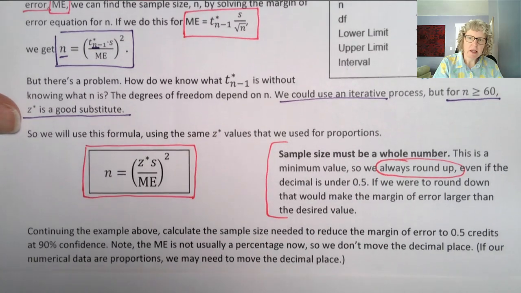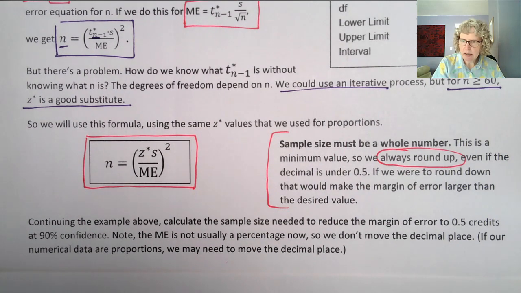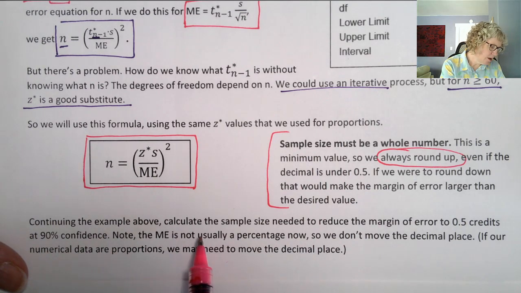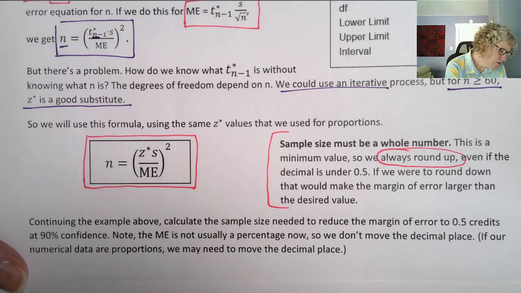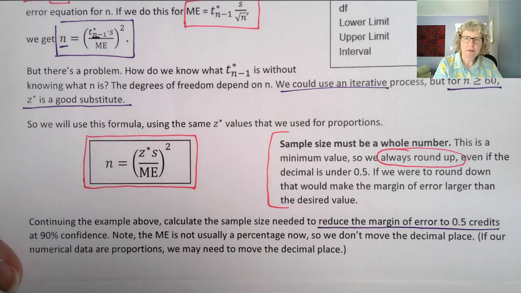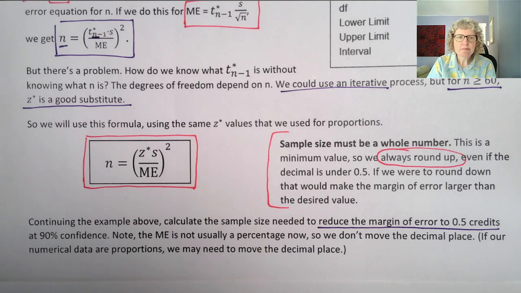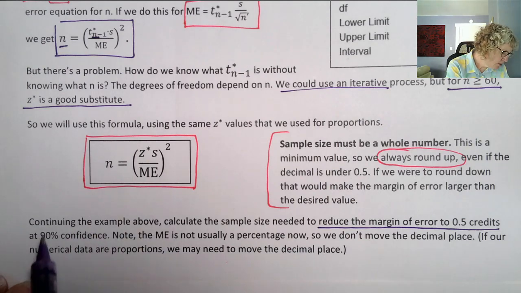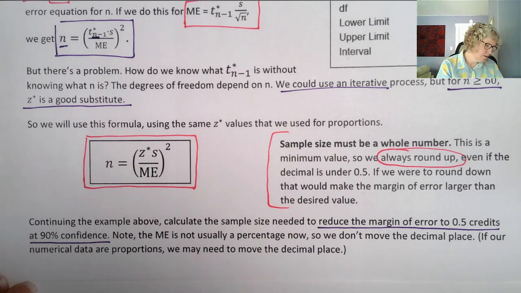Okay, so let's try it. We have this credit hour data, so let's try it with that. Continuing the example above, calculate the sample size needed to reduce the margin of error to 0.5 credits. Half a credit. Let's say we want our estimate to be within half a credit. That's going to be our input to our formula. And we're going to continue with the 90% confidence.